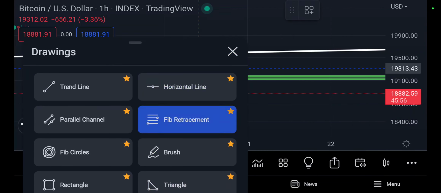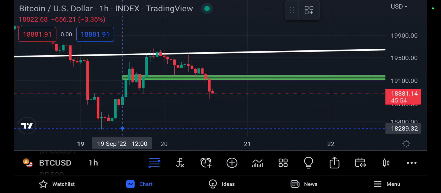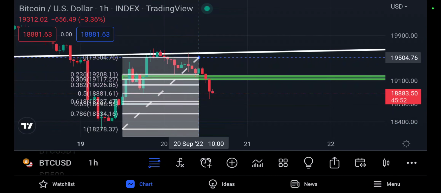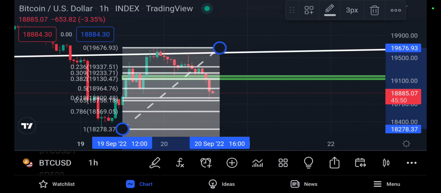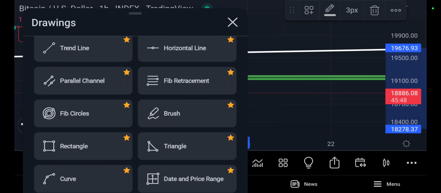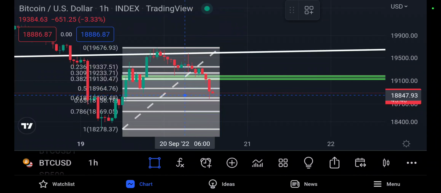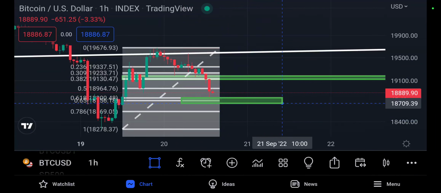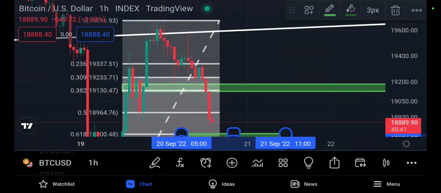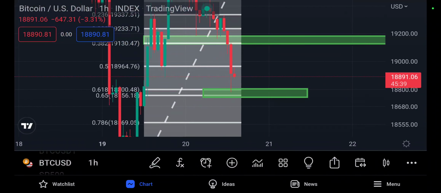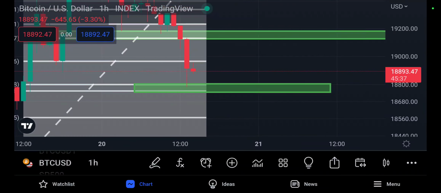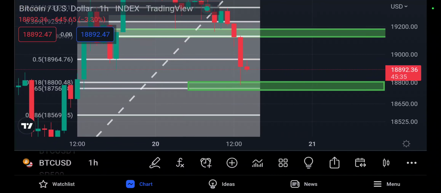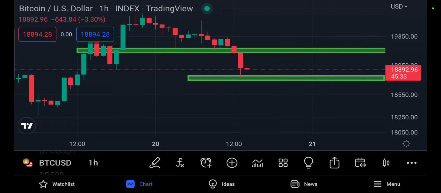We could also take a Fibonacci from the bottom to the top to see if we have any confluence. And yep, there we go. The 0.618 Fibonacci is in this range at $18,756. So technically, Bitcoin is right where it's supposed to be.